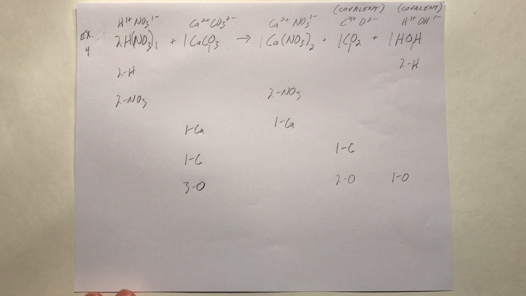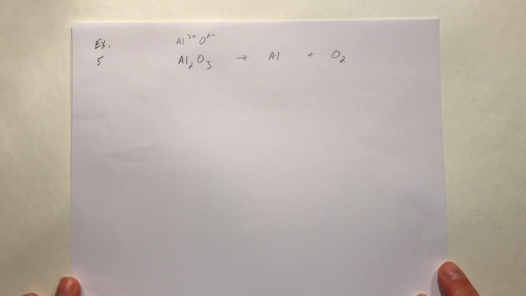Problems like this can be problematic if you don't count correctly, so it's very important that you take the time and count correctly. Let's move on to the next example, number 5.